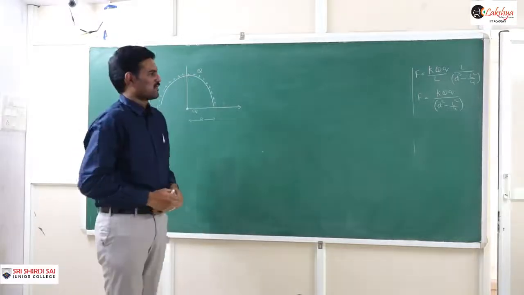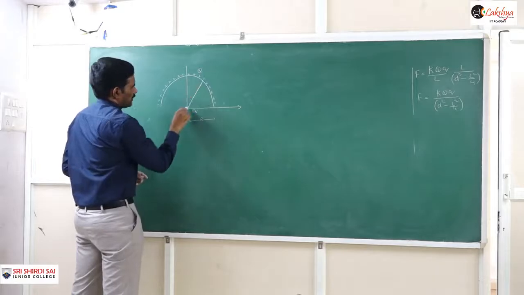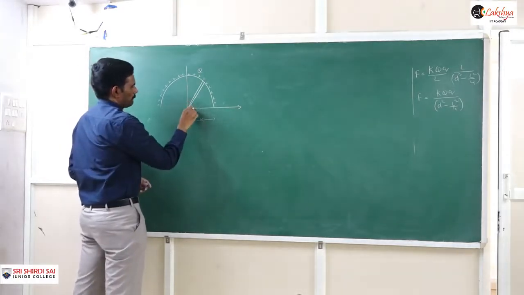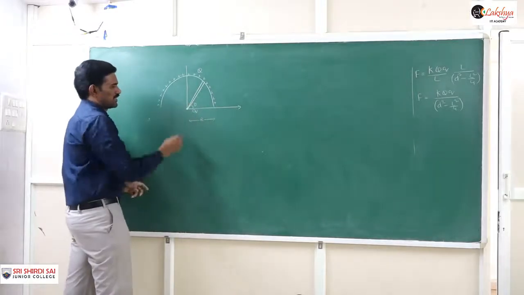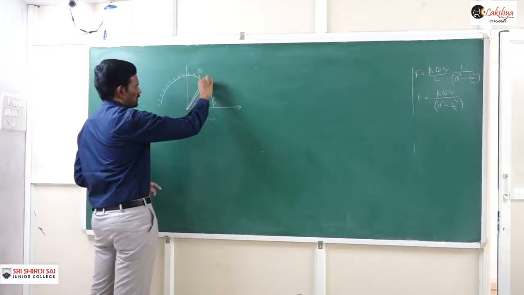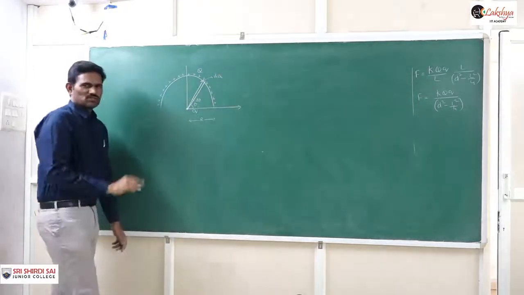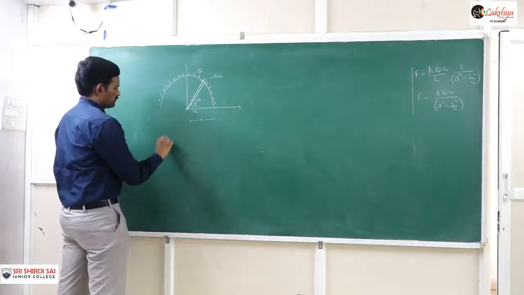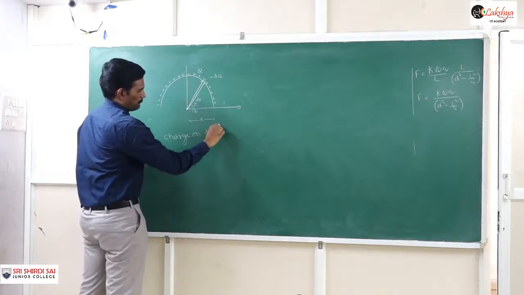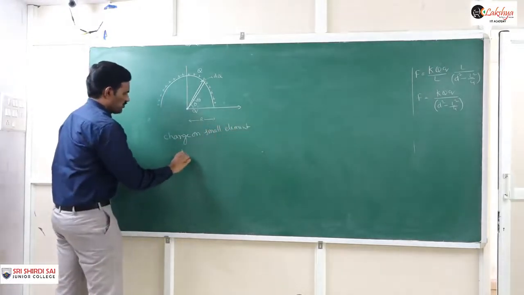Now here, in this problem, I am taking a small element like this. This is angle theta and this is d theta. So this is our element, where the charge dq is present. Now let us define the charge on that small element. So the dq value we can define as follows.